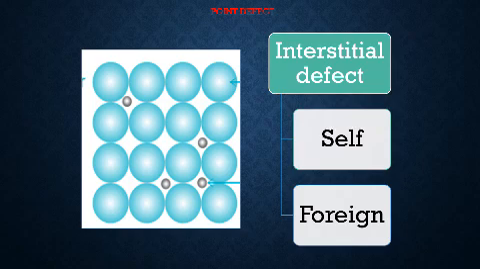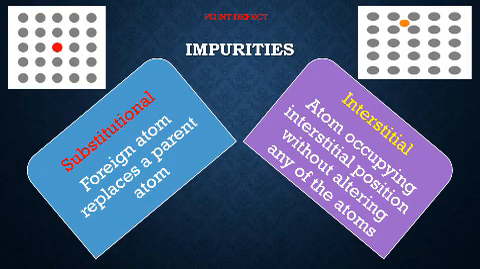The next one is impurities. Foreign atoms added to a crystal lattice are known as impurities. There are two types of impurity defect. One is substitutional impurity defect, another one is interstitial impurity defect. Now, what is meant by substitutional impurity defect?